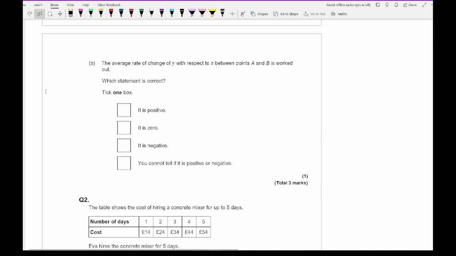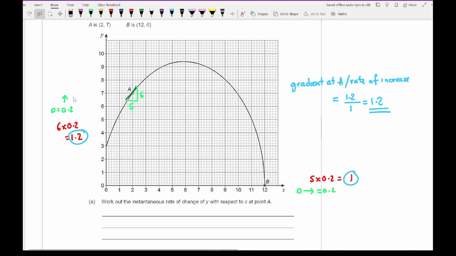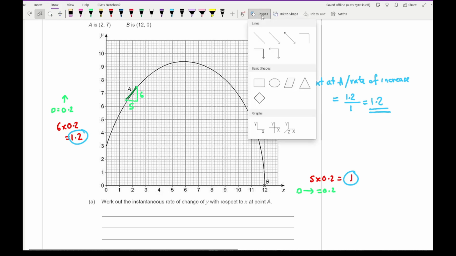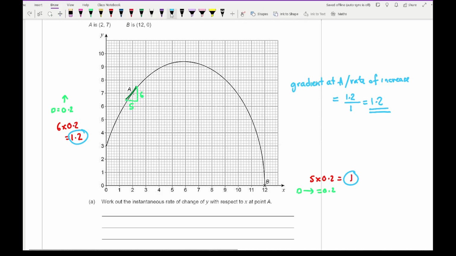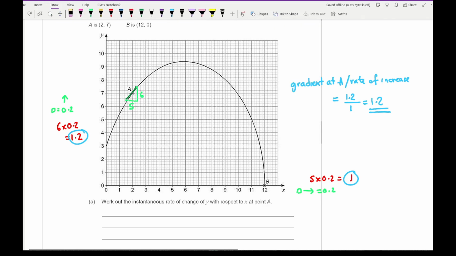Part B says that the average rate of change of y with respect to x between the points A and B is worked out. Which of these statements is correct? Here it wants us to work out the rate of change from A to B. With a ruler, my starting point is A and my end point is B, so all I need to do is draw a line from A to B.